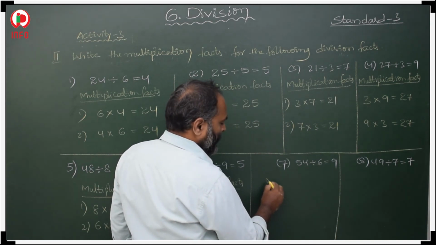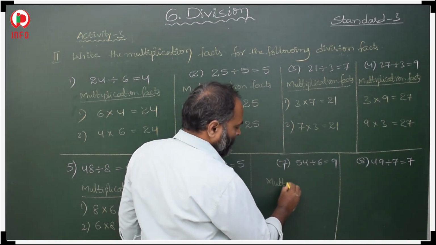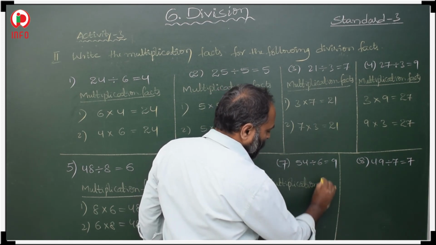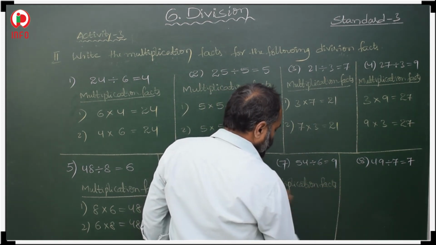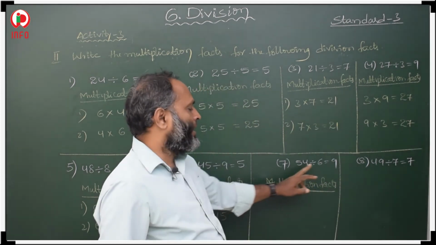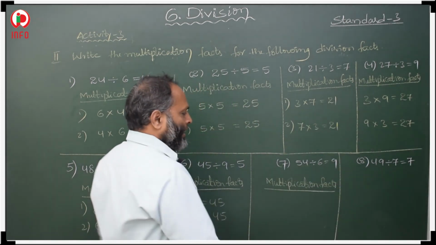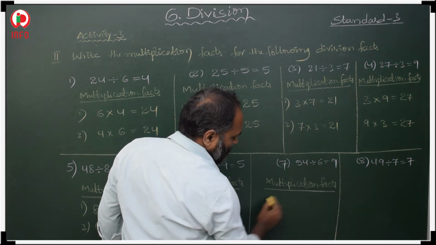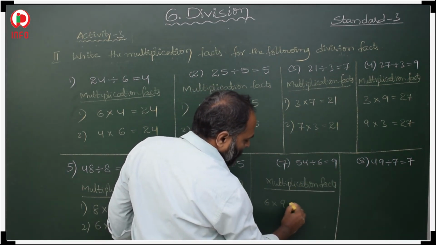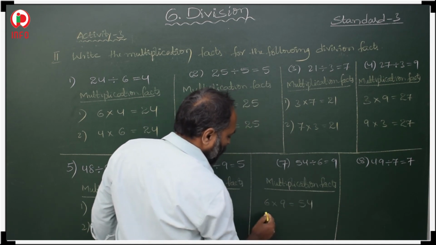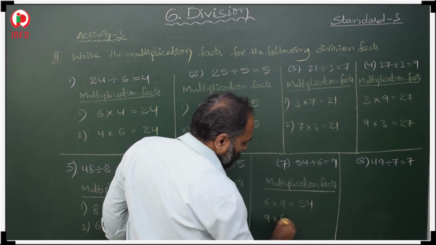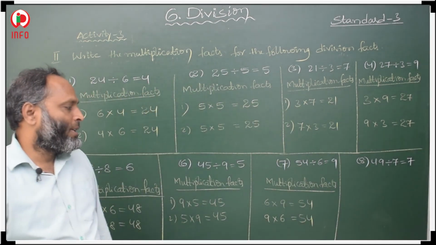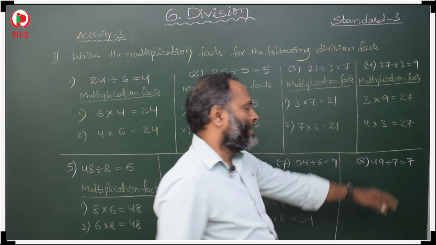Here multiplication facts. Here dividend, divisor and quotient. Divisor into quotient, 6 into 9 is equal to the dividend, or otherwise quotient into divisor is equal to the dividend. In the same way, 49 divided by 7 is 7.